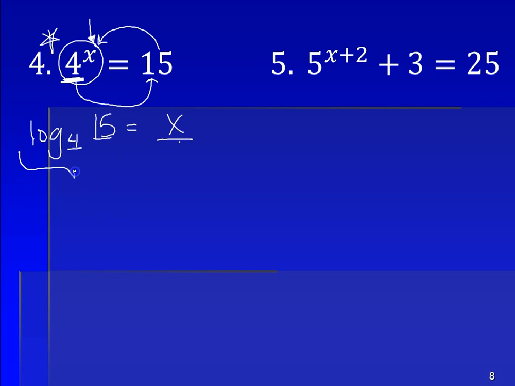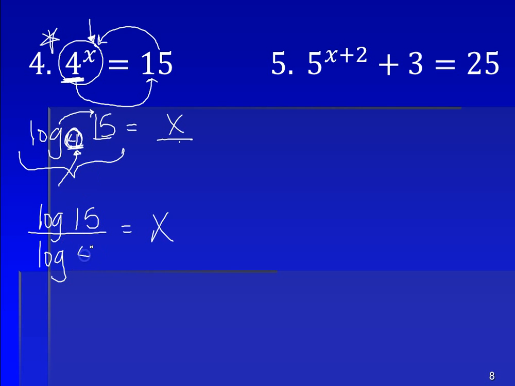Well, there's only one step left to do in this question. How do I type this in my calculator? We can't type it in like it is, remember, because this is a 4, not a 10. So how do I type it in? I have to do change of base: log of what on top, log of what on bottom. Again, since this base is a 4, I have to do change of base. So log of 15 over log of 4. Type it in. x equals 1.953.